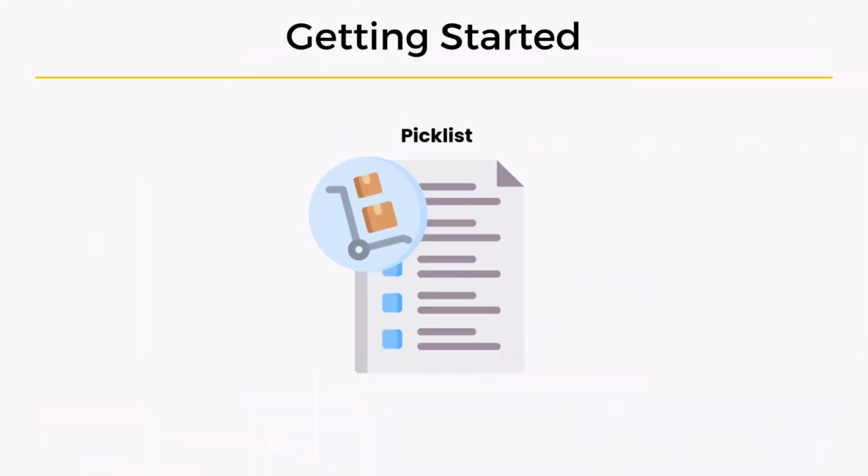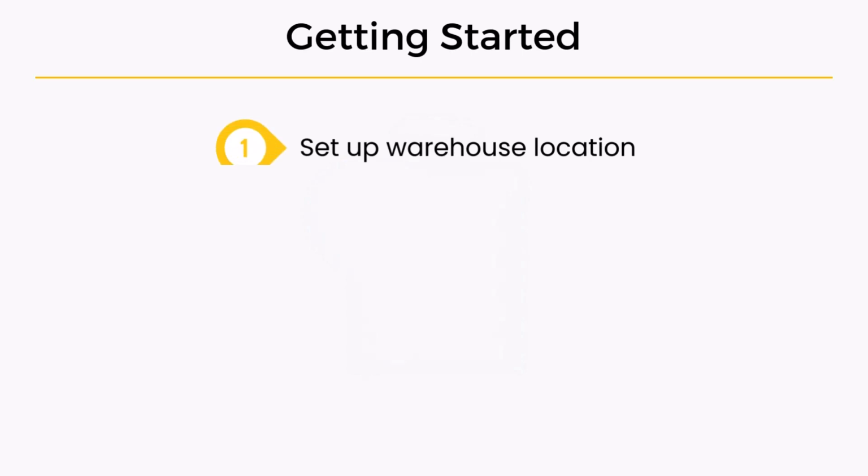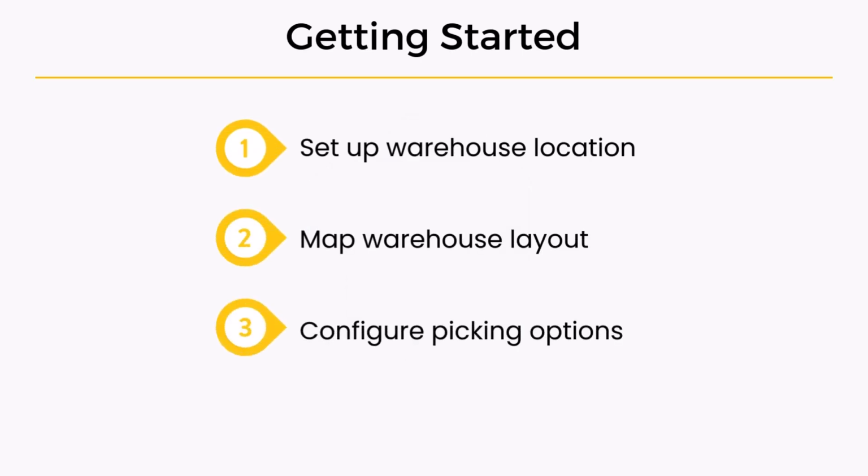There are 3 steps to getting started with pick lists. First, you'll need to set up locations. Second, you'll map the layout of your locations within your warehouse. Finally, you'll configure your picking options.